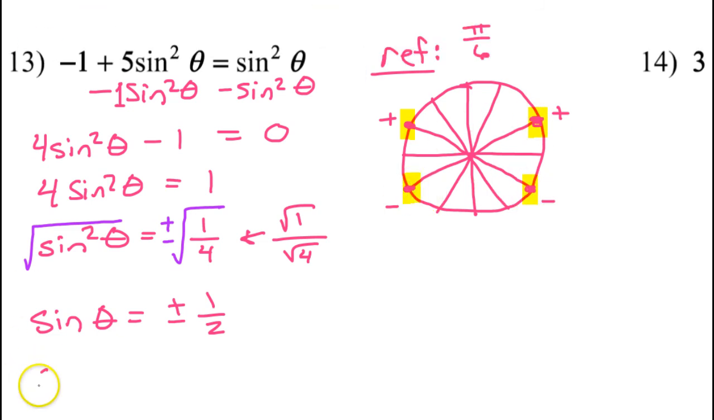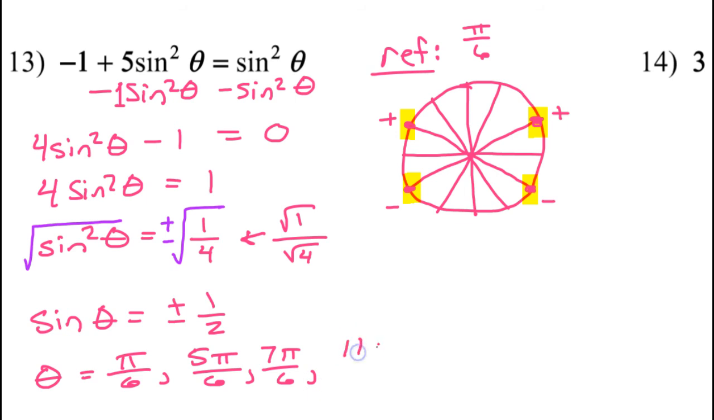So that's why the solutions will be pi over 6, 5 pi over 6, 7 pi over 6, and 11 pi over 6.